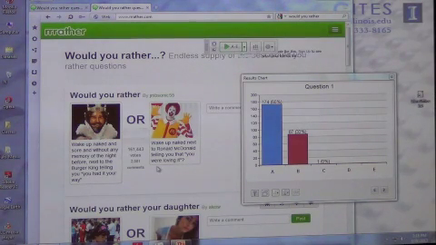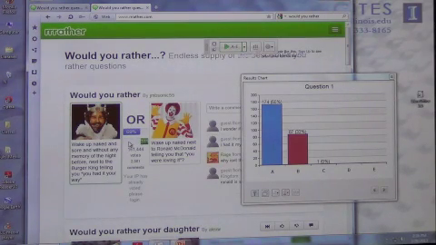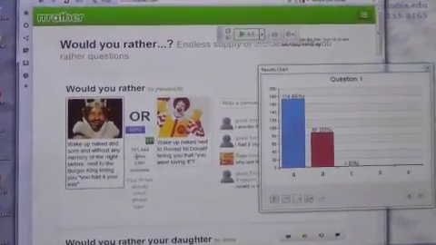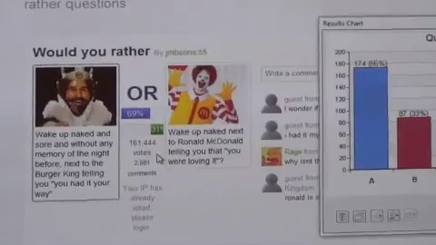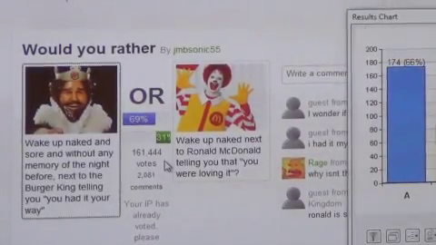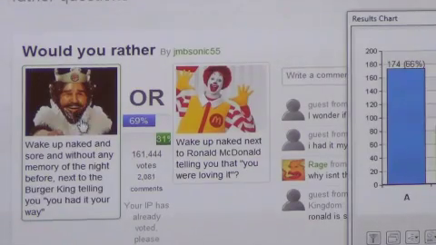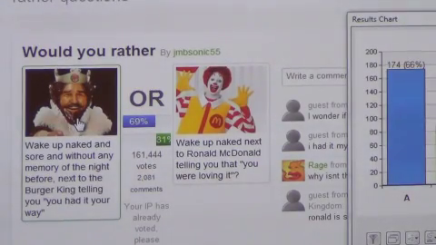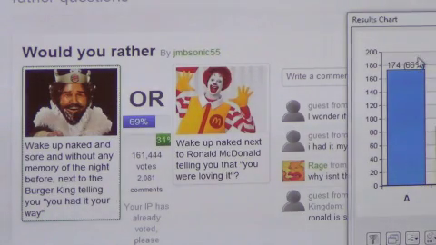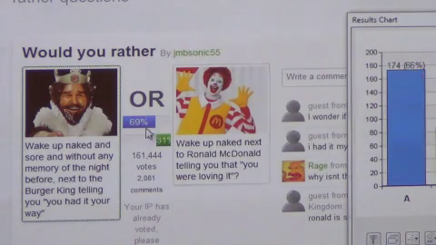Okay, so let's see how they voted. How can we see how they voted? Maybe we have to vote ourselves. Okay, so we're going to vote for the clown. No, for him. 69%. You're with everybody. 161,444 votes. Overwhelmingly for the king. So you voted, oh my gosh, this class was almost identical.